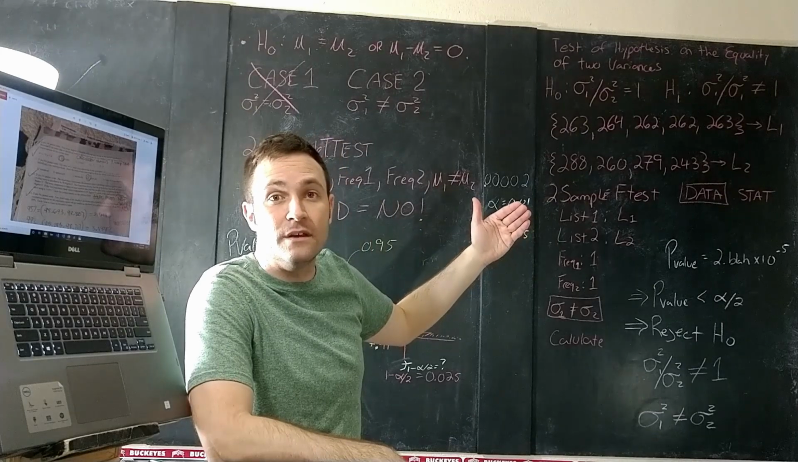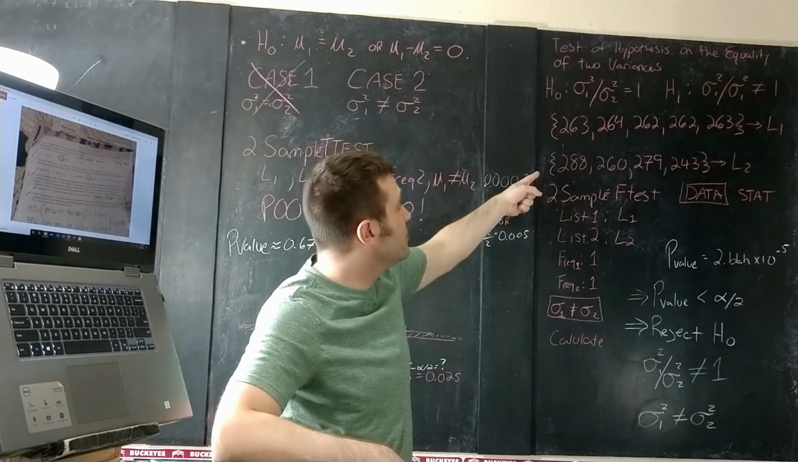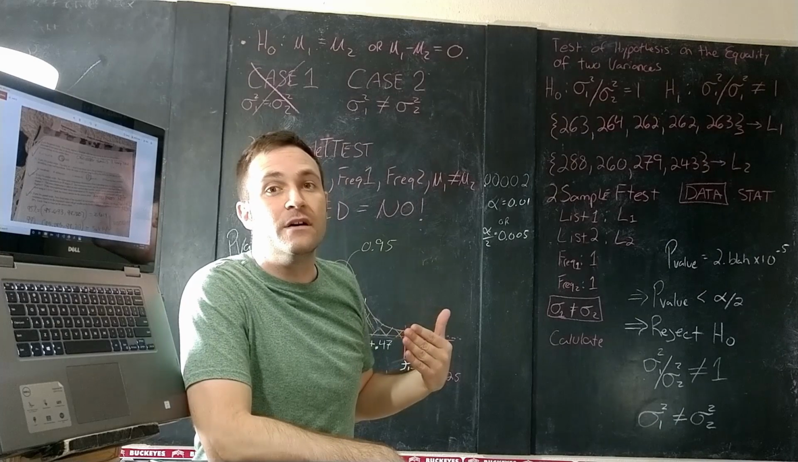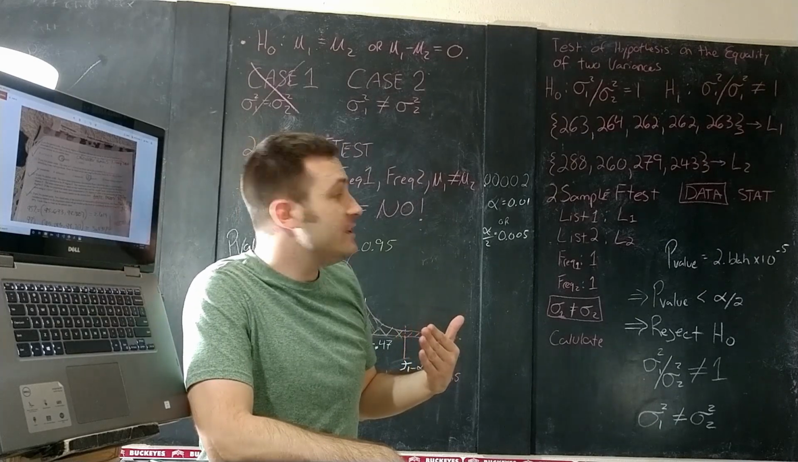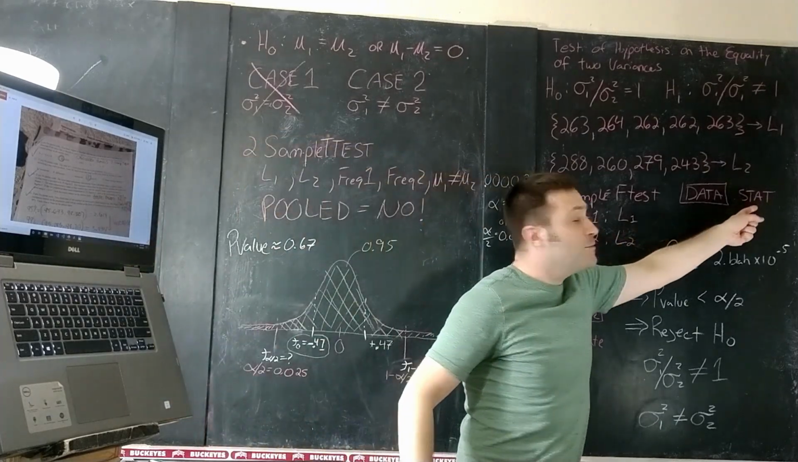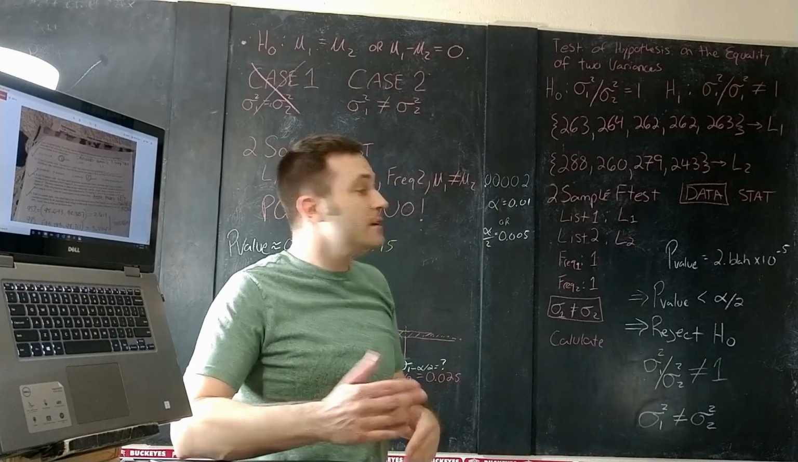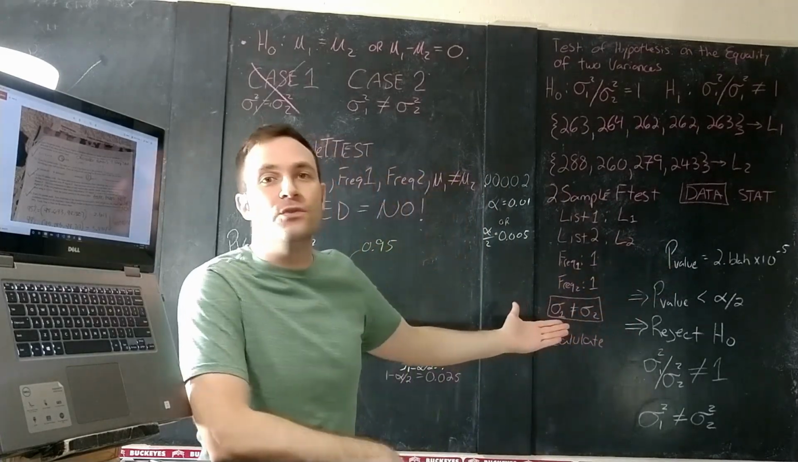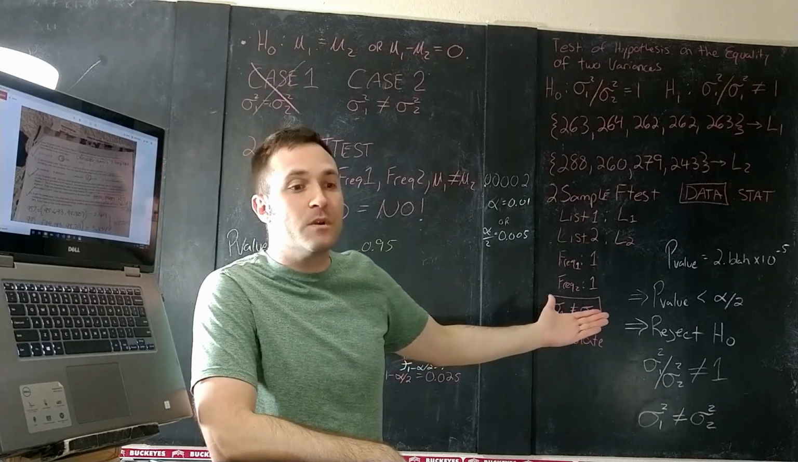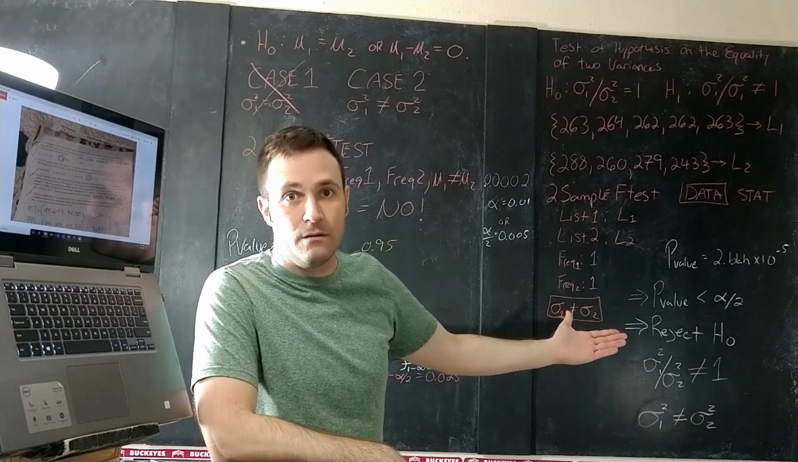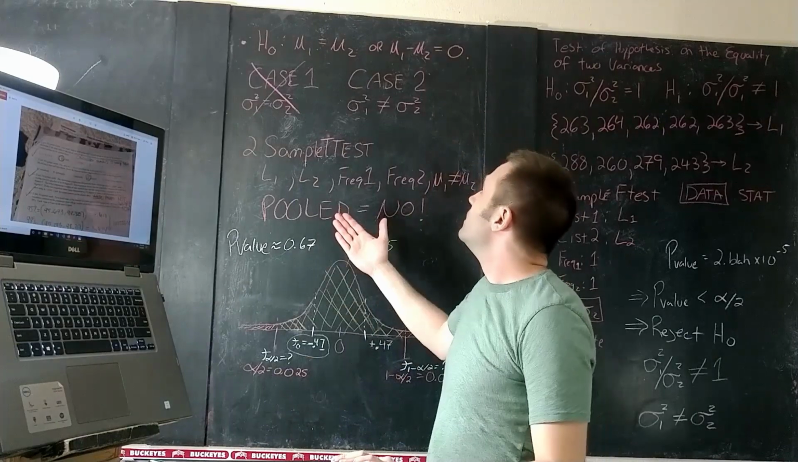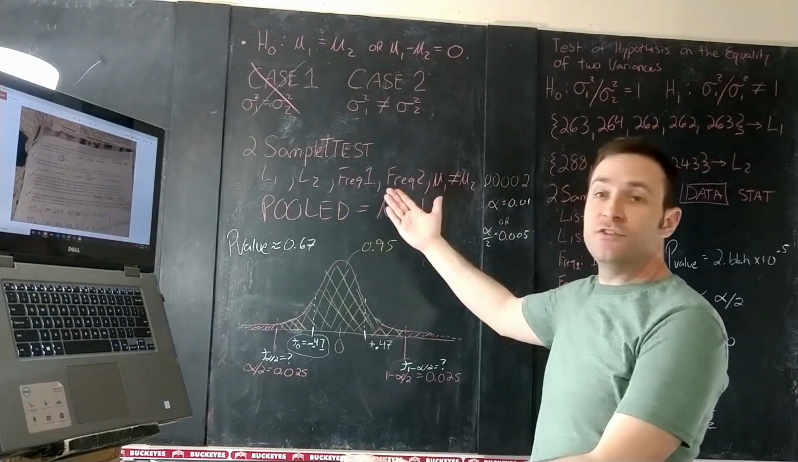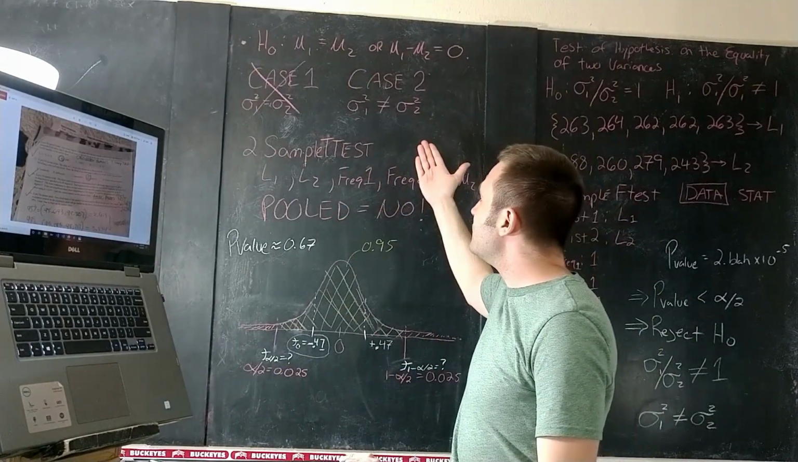If you're given the actual sample values, you're going to enter them in the list. If you're given the sample standard deviations, you're going to highlight the stat button here, and you're going to enter those instead. And then it's going to give you a p-value, and you're going to compare that to your probability of type 1 error. And then from that, you're going to determine whether or not you're in case 1 or case 2.